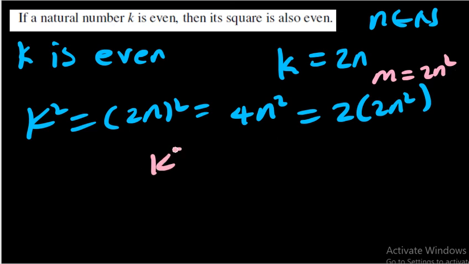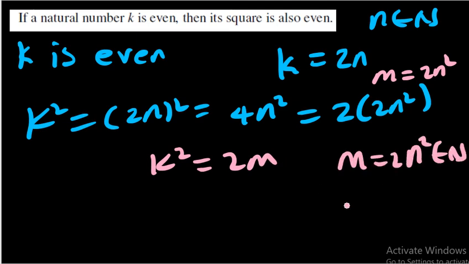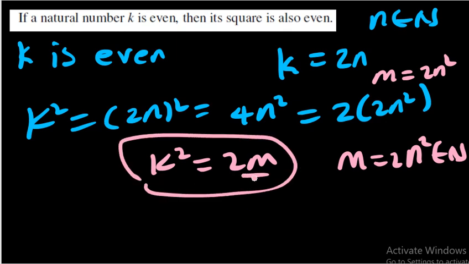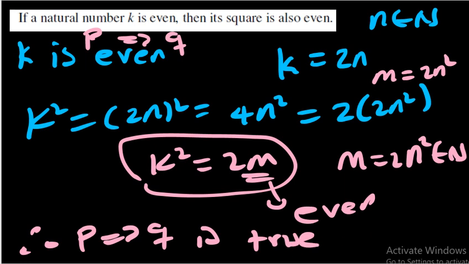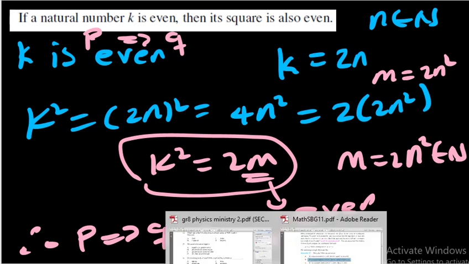Therefore, k squared becomes 2m. What's m? It is 2n squared, which is an element of the natural numbers. Therefore, this representation of k squared represents an even number. This is an even number. This is even. So our conclusion is the given conditional statement. If this is P implies Q, it's valid. So P implies Q is true, and it's valid and acceptable, which is a true statement.